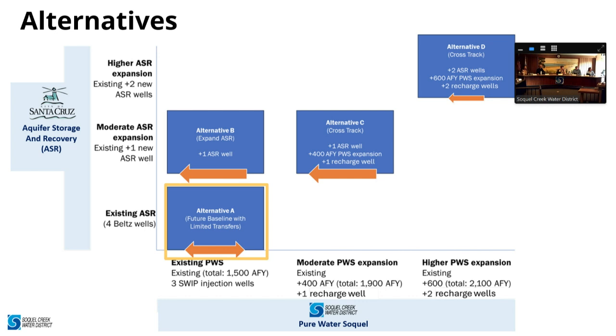So alternative A is our future baseline with a limited transfer. This is showing an existing Pure Water Soquel facility, or existing capacity, with existing ASR for the Beltz wells. And that is limited transfers between the two agencies, constrained to the current intertie capacity.